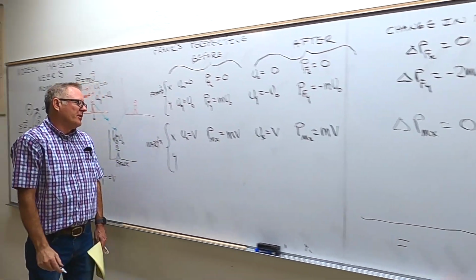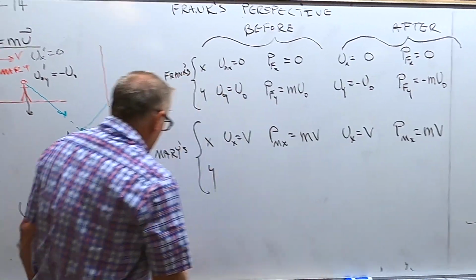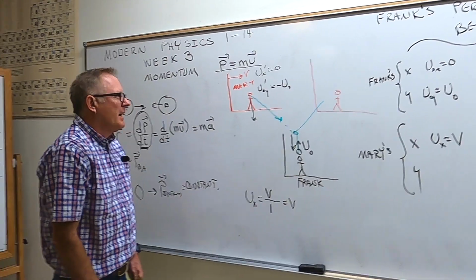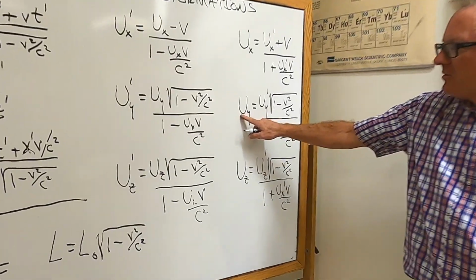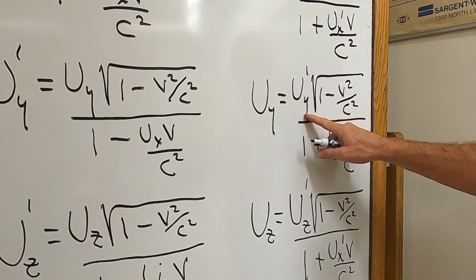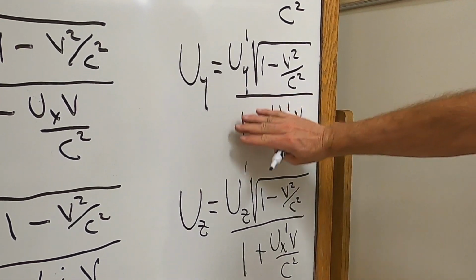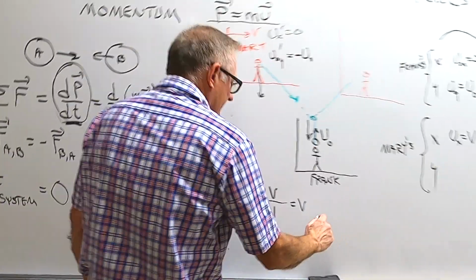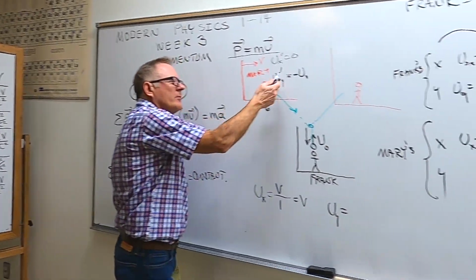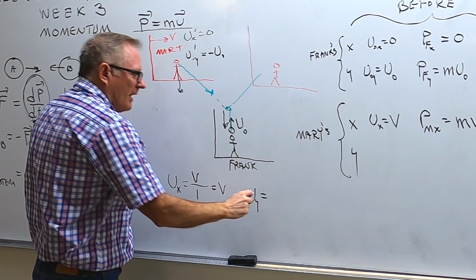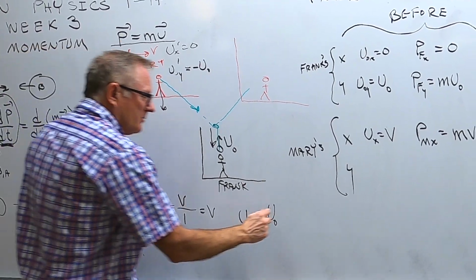Then we just have one more to do, the y. I guess we can do it right here. What does Frank see Mary's y motion to be? Well, then we're just going to plug into this. This is what Frank sees Mary's y motion to be. So again, ux prime was 0, so this is gone. We just have 1 in the bottom. So we get uy is equal to uy prime. Well, what was uy prime? That was just minus u naught. And then we have the square root of 1 minus v squared over c squared.